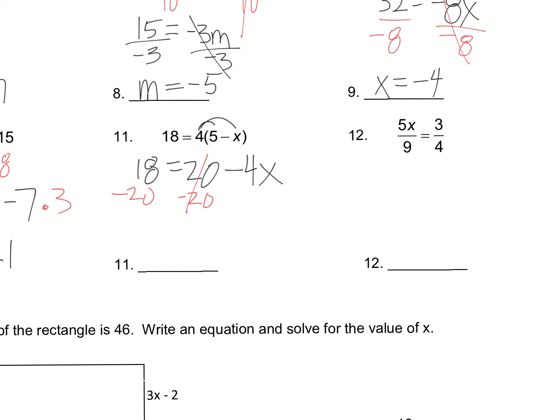18 minus 20, that will be negative 2 equals negative 4x. Now when we get to here, be careful. You want to divide by whatever is on the same side with x, and that's the negative 4. You think usually we do 4 divided by 2, get a whole number. That's not what's important. What's important is what number is with x. The negative 4 is with x, so that is what we're going to divide by.